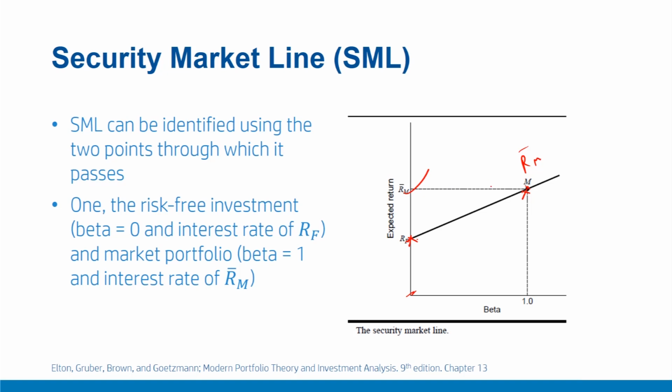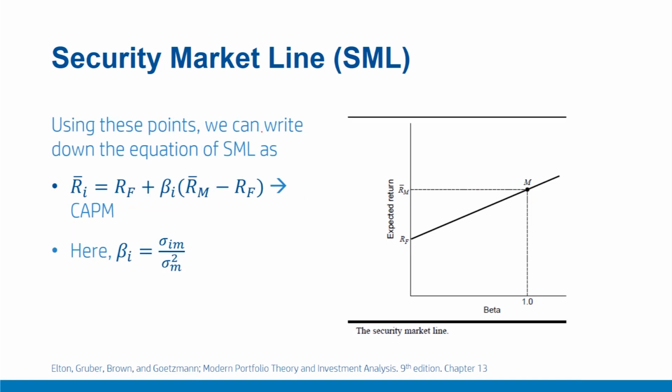So we can easily identify the equation of this line as follows. Ri bar, the expected return for any security aligned to this SML, equals Rf plus beta times (Rm bar minus Rf), which is precisely the CAPM. So the equation of this SML, or security market line, is precisely the CAPM, where Ri bar equals Rf plus beta i times (Rm bar minus Rf). Here, beta is sigma im upon sigma m square. This equation defines the expected return for any security, asset or portfolio in the market. Sigma im is the covariance between individual security i and the market. Sigma square m is the variance of the market.